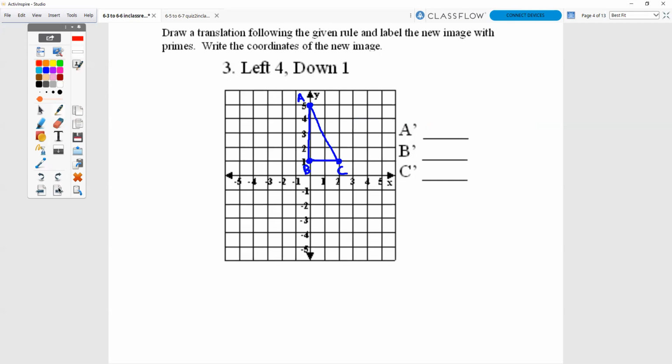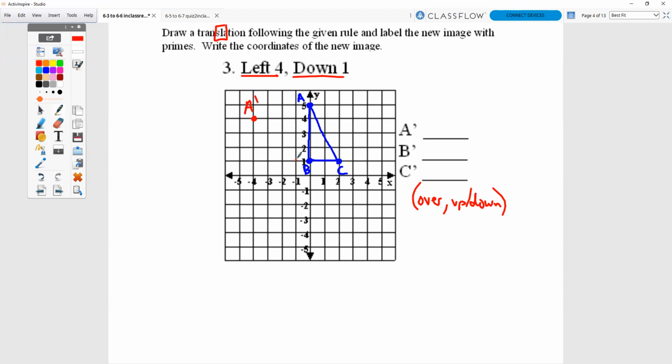Sometimes you're going to be asked to do another translation, so we're sliding it. But this time they give you the first picture and you have to follow the rule. The rule is left 4, down 1. Then we have to draw the new picture and write down the coordinates. Remember, when we write down coordinates, your first number is how many you go over, and your second number is how many you go up or down. So we start with A and go left 4, down 1. So 1, 2, 3, 4 to the left, and then down 1. This is our new A prime.